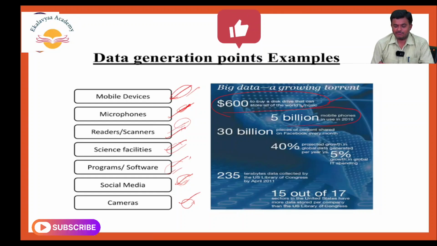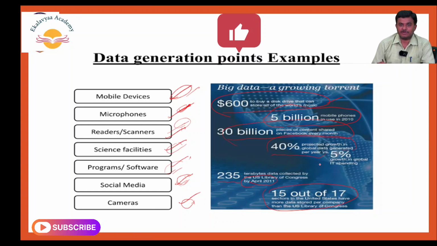Next, 5 billion mobile phones were used in 2010. 30 billion pieces of content shared on Facebook every month. 40% projected growth in global data generated per year. Then 5% growth in global IT spending. Then 235 terabytes of data collected by the US Library of Congress by April 2011. And then 15 out of 17 sectors in the United States have more data stored per company than the US Library of Congress. So this is the intensity of the big data that is being generated worldwide, right?